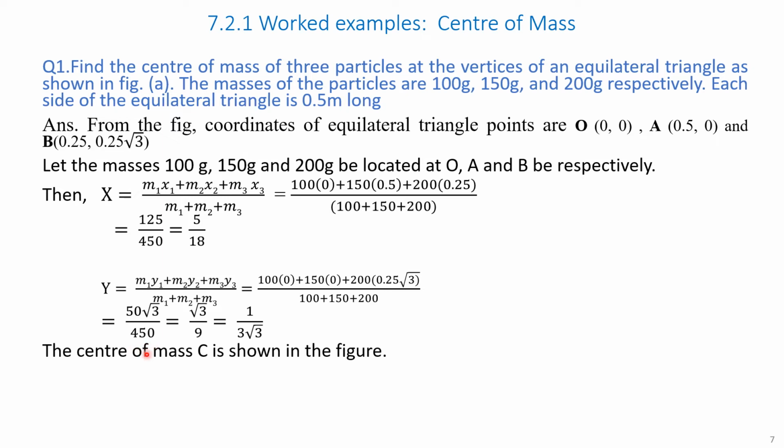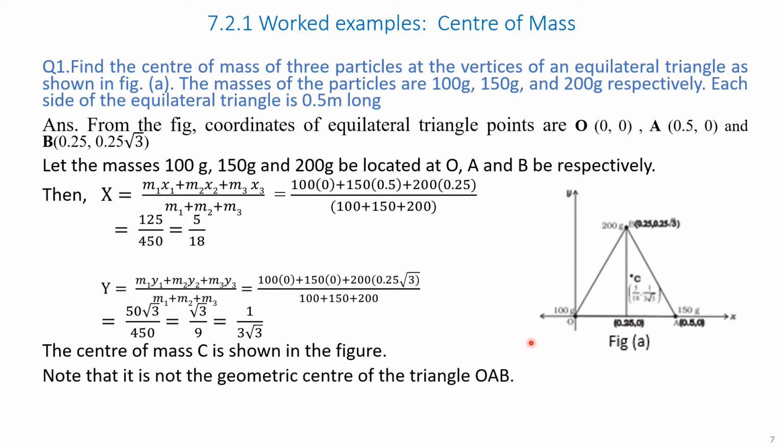Thus, the center of mass C is shown in the figure. C is shown here. That is, x is 5 by 18, comma, and y is 1 over 3 root 3. This is the answer. Note that it is not the geometric center of the triangle OAB, because the weights are differing at each vertex.